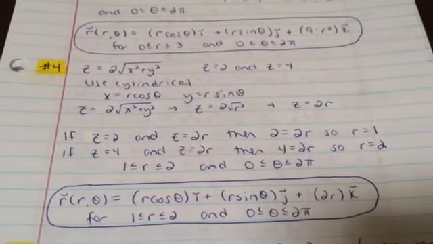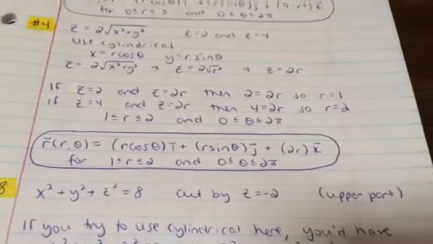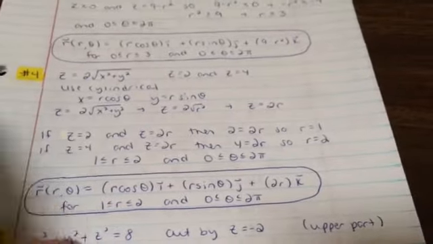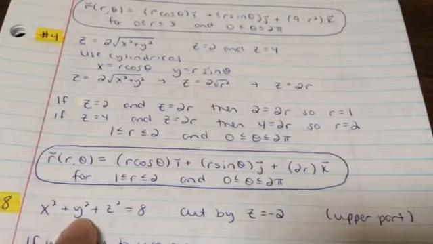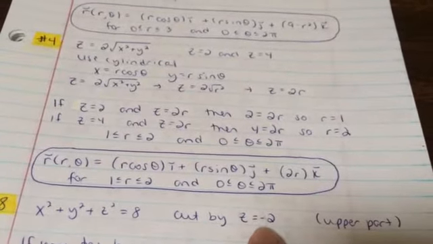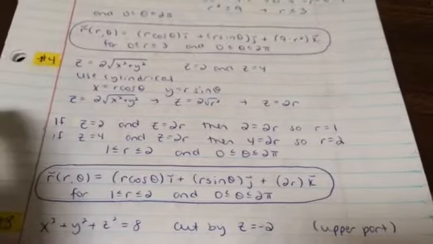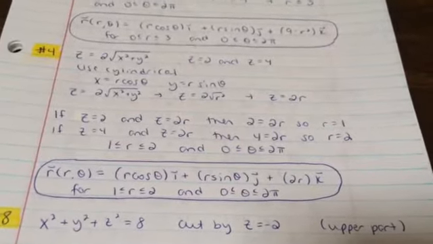All right, so I'm going to show you now an example of one where you cannot use cylindrical. So if you look at this one, the picture's on the next page. I'll tell you it here and then I'll show you the picture. So this is a sphere centered at the origin, radius square root of 8. And then you're cutting it by this plane z equals -2. So the plane z equals -2 is parallel to the xy plane, but it's 2 units below it.